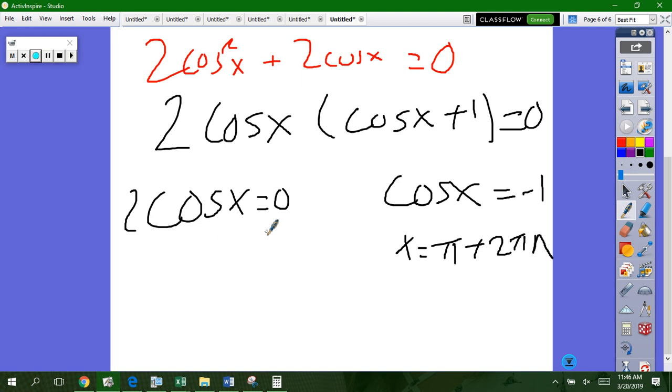And where does cosine equal 0? Happens at x equals pi halves, which is just plus pi n this time, isn't it?